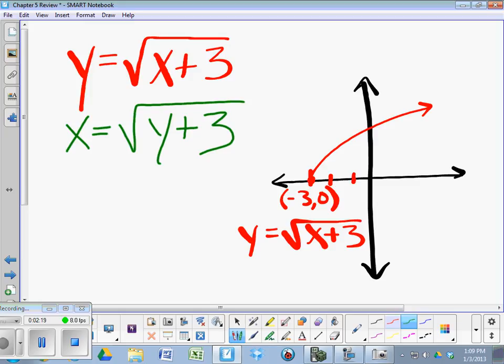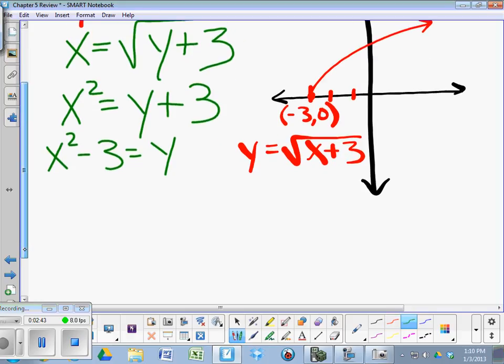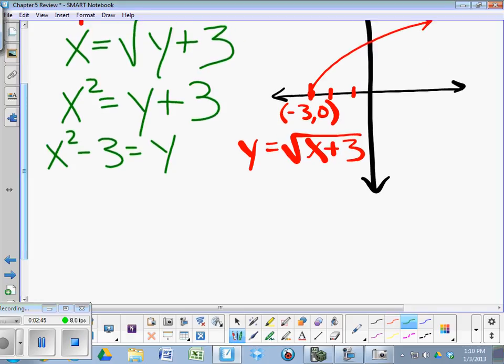Come on, vamonos. Everybody, square both sides. Come on, let's get to it. Let's subtract. We can do it. Where are we going? To the inverse. Where are we going? To the inverse. Okay. Let's recap.